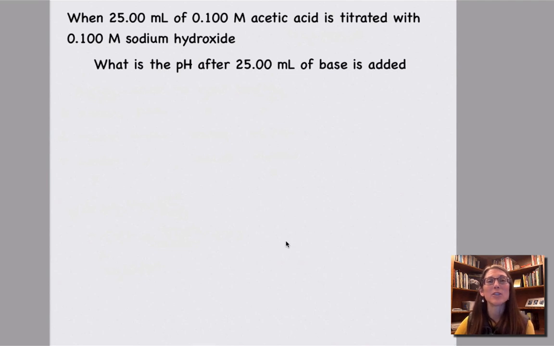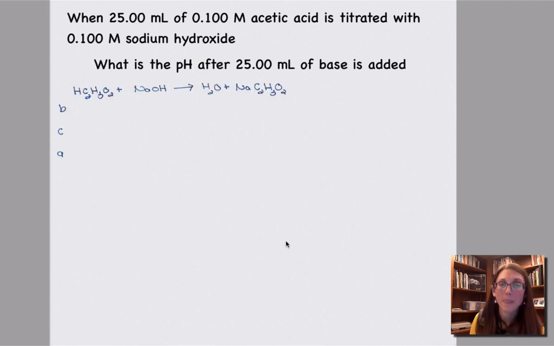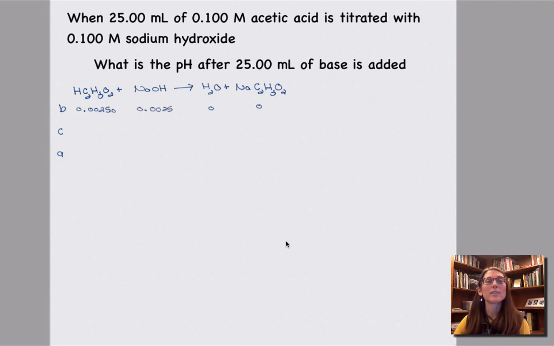If I continue to add sodium hydroxide, I can find the pH after 25 milliliters of base has been added. Again, since I'm in the middle of my titration, I'm going to use a BCA table. And I'll see when I look at the amount of moles of total acid and total base that have been in this flask, I have equal moles of acid and base. And since this is a 1-to-1 mole ratio, this corresponds to the equivalence point.